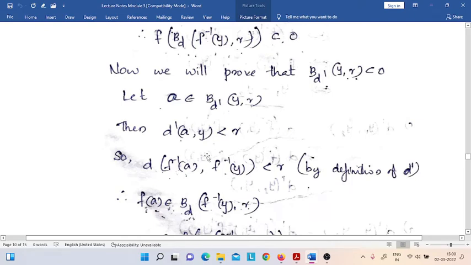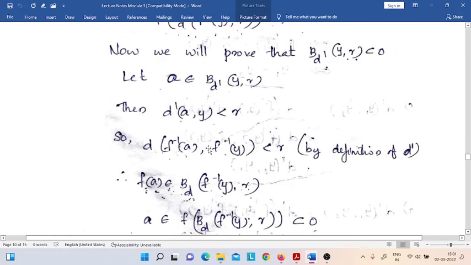Then D of f inverse of a, we can now think about the inverse images of a and y, and that is happening in X. So you take the points f inverse a and f inverse y, and the distance between the points f inverse of a and f inverse of y will then be less than r. Why? It's because we defined that D′(a, y) is equal to D(f⁻¹(a), f⁻¹(y)). Clearly f inverse exists for this member of this open ball, and we get that D(f⁻¹(a), f⁻¹(y)) is less than r.